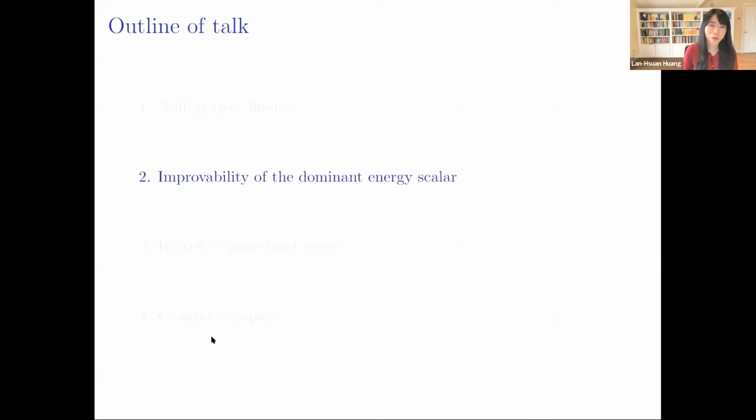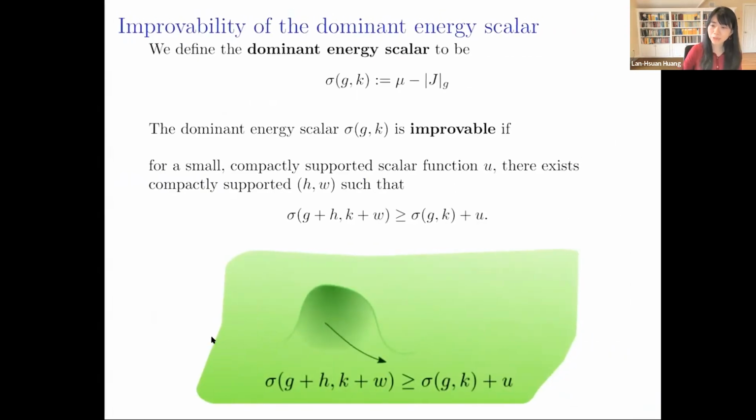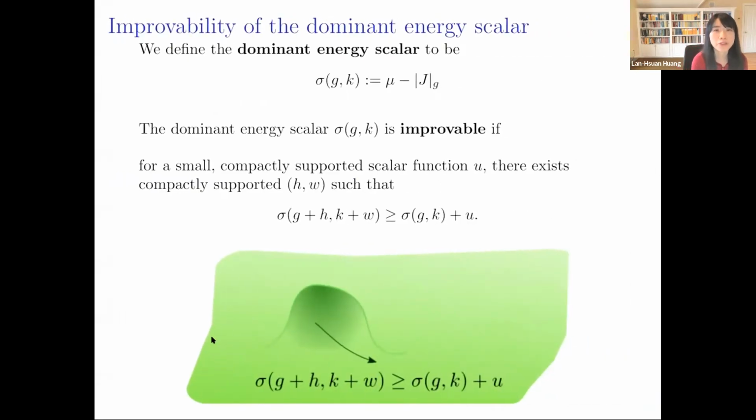Right? So that's the first topic, about non-perfect fluids. And then we will see why it has anything to do with this name you probably have never heard before, improvability and the dominant energy scalar. The dominant energy scalar is really related to the dominant energy condition, which we define. So in view of what would be the correct generalization of the scalar curvature, we define the scalar function in this case to be mu minus the length of J.